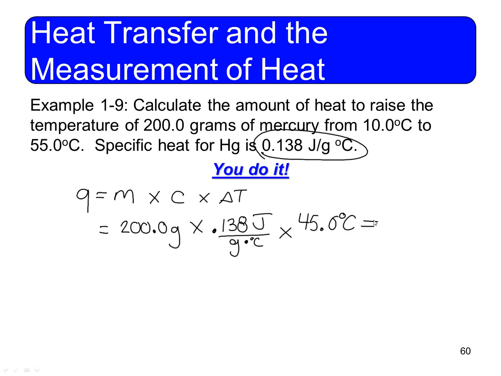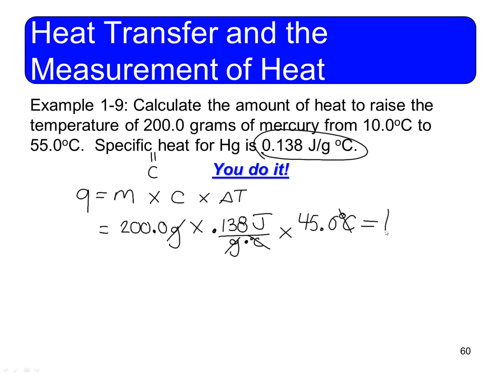So we take our mass, 200 grams, times C, so here's our C, our specific heat, times the change in temperature. Okay, so this problem and the previous problem are exactly the same, except our specific heat is different because we're dealing with mercury versus water in the previous problem. Okay, so grams cancel, degrees C cancel, and we're left with joules.